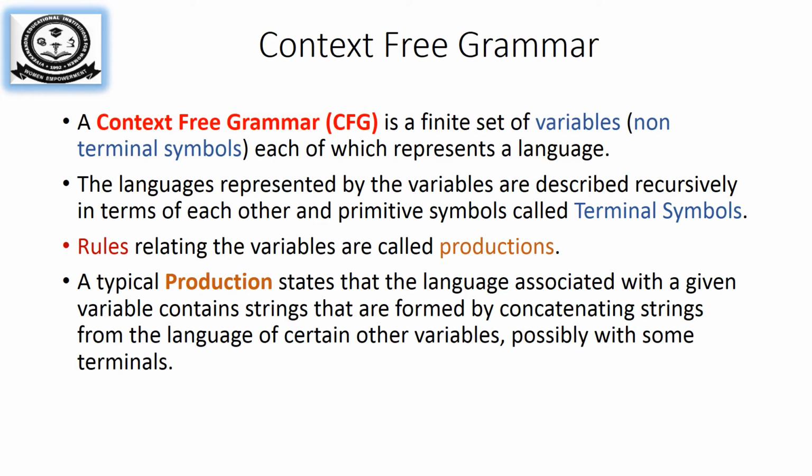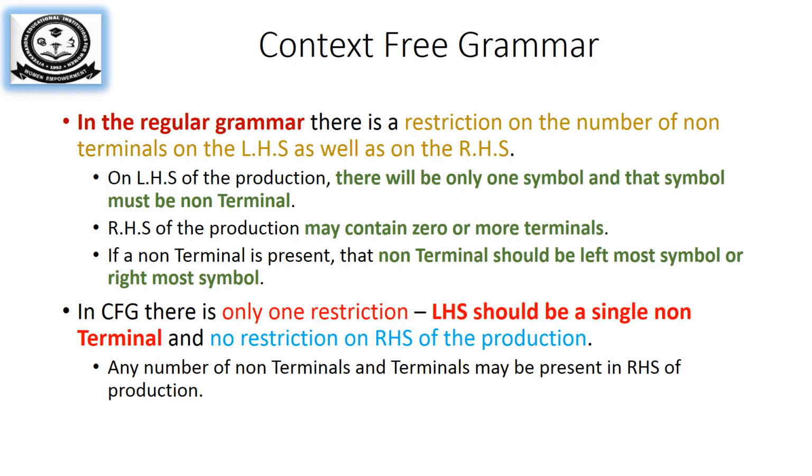Context-free grammar is a finite set of variables, each of which represents a language. Here the language will be described using two kinds of symbols: terminal symbols and non-terminal symbols, and you will have a set of rules called productions. So what do you mean by a production? The production states that the language associated with the given variable contains the strings that are formed by concatenation, possibly with some terminal symbols. So that is CFG.